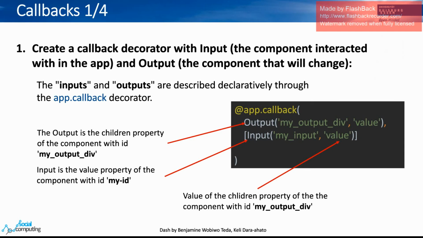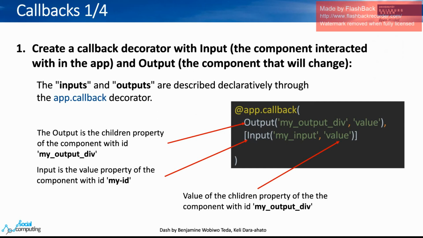First, create the callback decorator and its attributes, input and output, which respectively contain the component which the user, for example, clicks on in the app, and the component that will be changed through this interaction. Concretely, you store the ID and the value of the component with which the user interacts in the input attribute of your callback decorator, and in the output attribute of your callback decorator, you store the ID and the value of the component that will change or be updated.